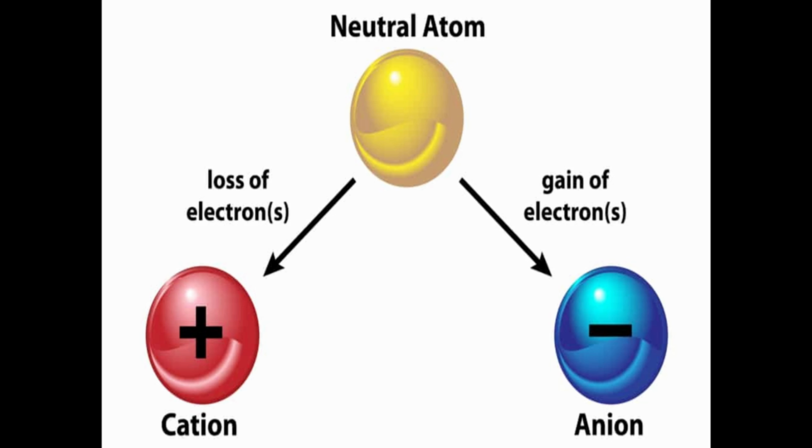A neutral atom either loses an electron. When it loses an electron, it becomes a cation, and when the neutral atom gains an electron or 2 or more electrons, then it becomes an anion. So on loss of electrons from a neutral atom, it results in formation of cations, and when a neutral atom gains electrons, it results in formation of anions.